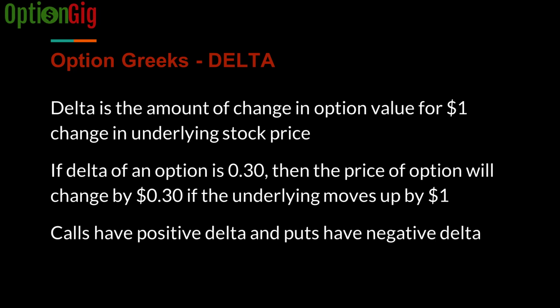Now calls have a positive delta and puts have a negative delta. If you're holding a call option contract and your stock moves up by $1, your call option contract will also gain value of 30 cents. But if you're holding a put option contract, then when the stock goes up by $1, your put option contract value will be reduced by 30 cents.